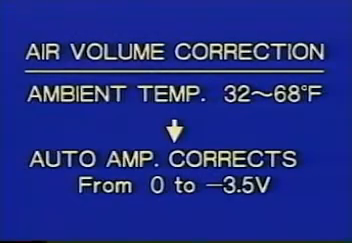When the ambient temperature is between 32 degrees Fahrenheit and 68 degrees Fahrenheit, the auto amplifier corrects the air volume from 0 to minus 3.5 voltage. When the air outlet position is set at vent, depending on the amount of sun load, the automatic amplifier adjusts to low voltage for the blower motor in order to maintain a comfortable in-vehicle temperature.